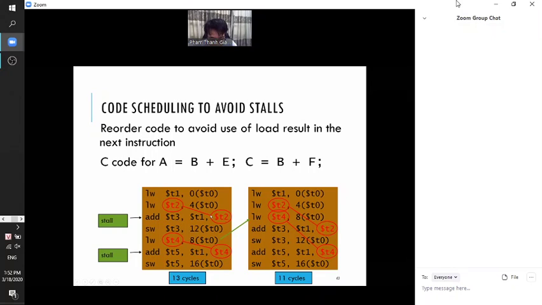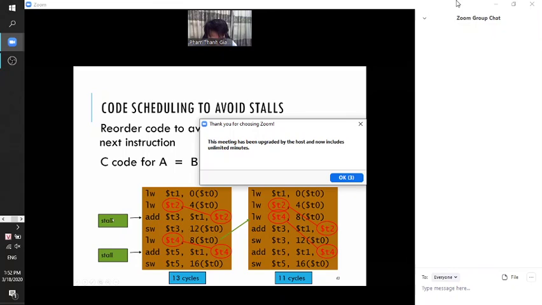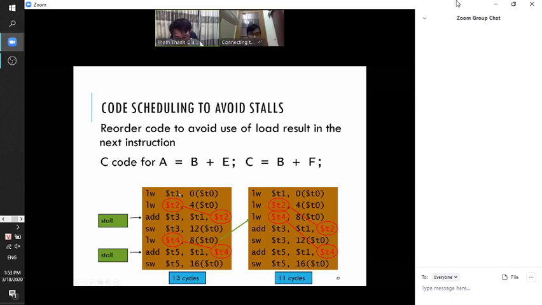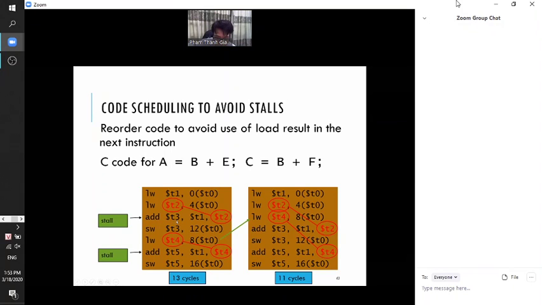As previously, I have shown that we have a store here. It has some bubble here. The next instruction needs to wait until the previous instruction has finished. For example, in this case, loading the value in the memory to the register requires at least one bubble, and the same at this point. So in that case, the total is 13 cycles.